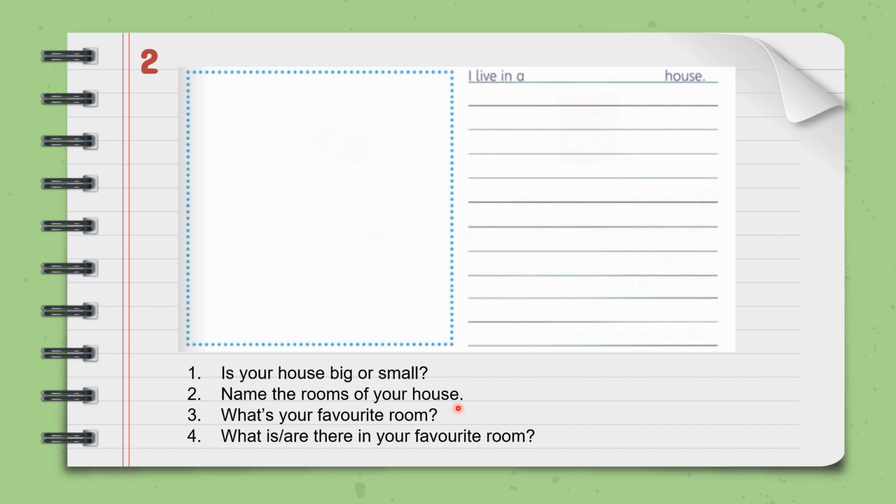How many rooms that you have? Do you have a living room? Do you have a dining room, kitchen, so on and so forth? Then identify your favorite room. Choose one room that is your favorite. Would it be your bedroom? Would it be the kitchen? Would it be the bathroom? Or would it be the living room?